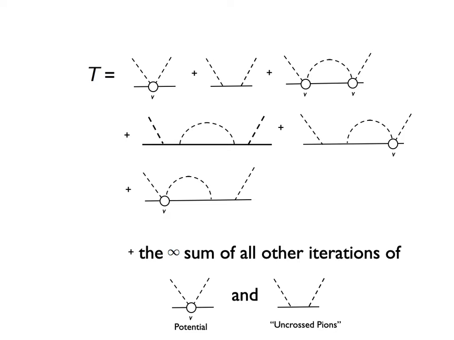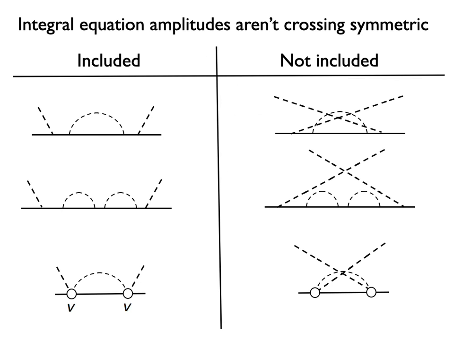A consequence of this very limited gene pool is that T won't have crossing symmetry. If it were crossing symmetric, then by definition, for every diagram contributing to it, there would have to be another that's the same, but with incoming and outgoing pion lines crossed over. But while T will include all the diagrams on the left of this table, their crossing symmetric partners with pion lines crossed over will be missing, because they can't be formed by combining the potential and that uncrossed pions diagram.